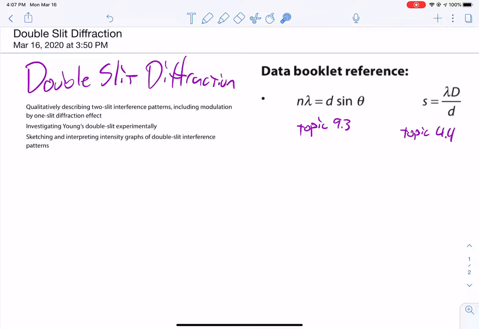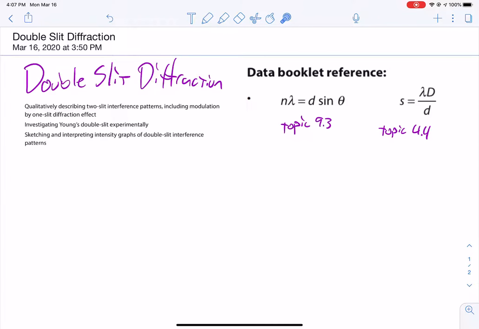The equations are very similar, but they are found in two separate sections. This equation here is found in topic 9.3, and the equation on the right is found in topic 4.4. So again, you do need to be a little familiar with the data booklet to do all of this.